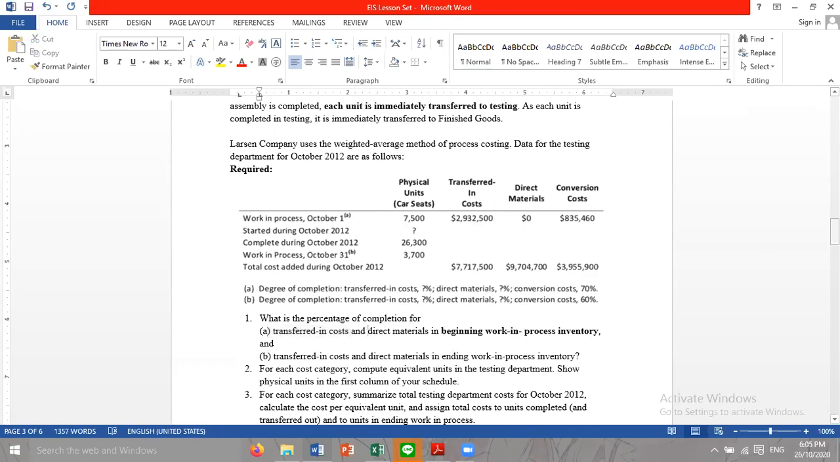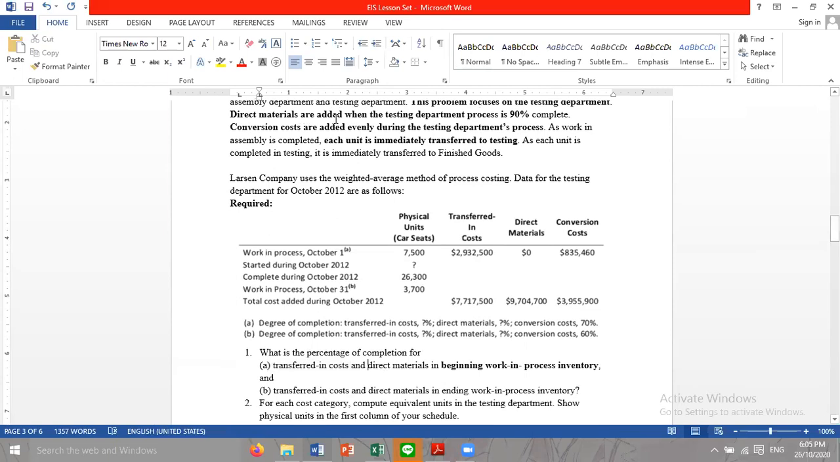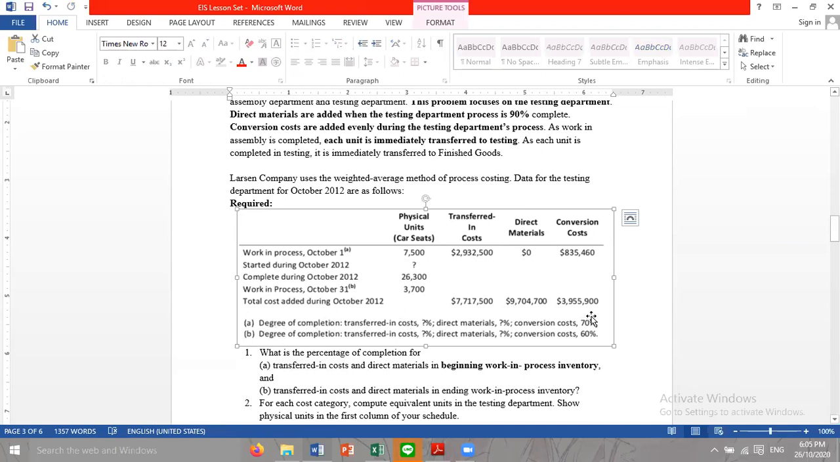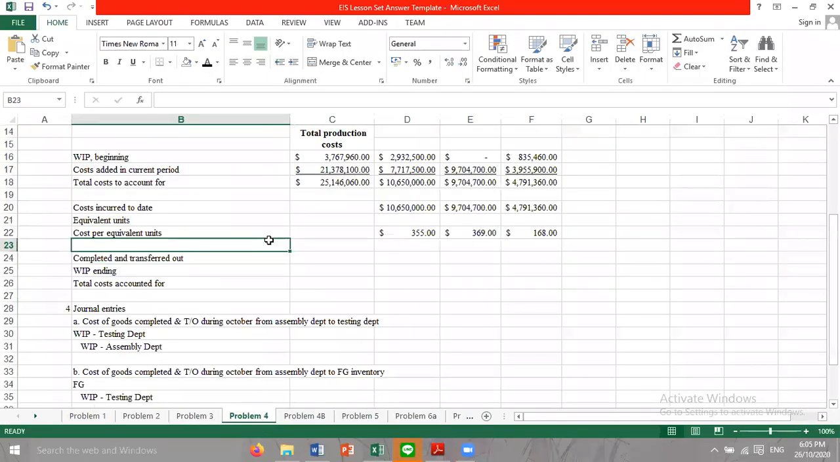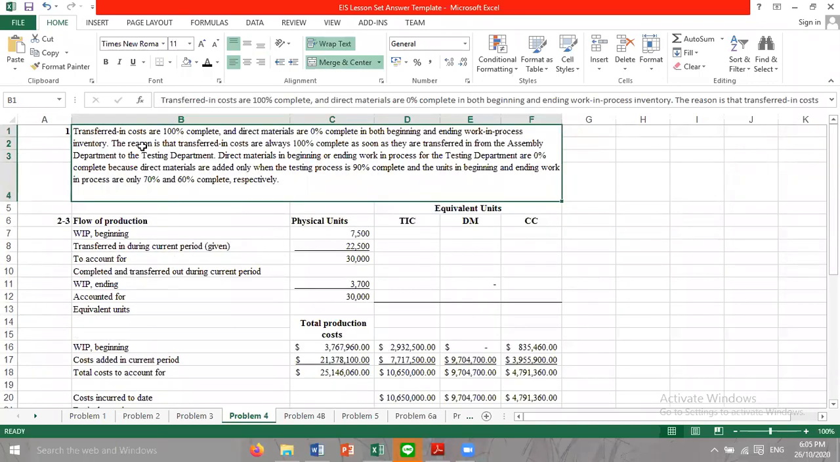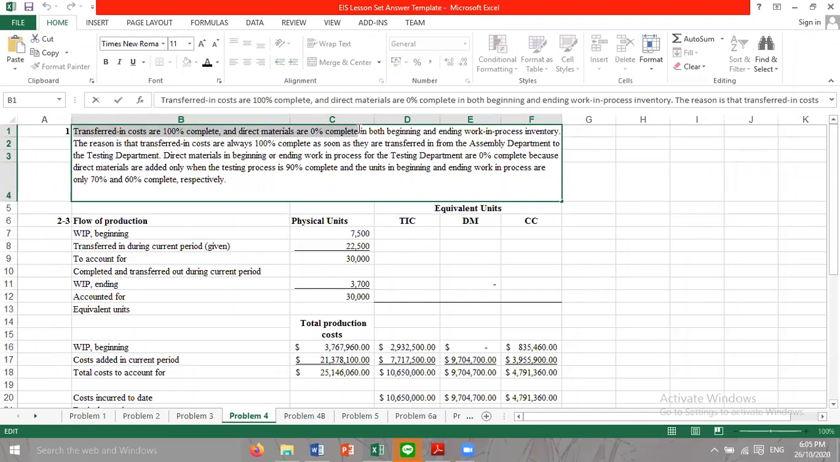But for direct materials, we can see that the direct materials are added when the testing department process is 90% complete. From the information given, the beginning work in process is only 70% complete. We'll use the conversion cost as a reference here. So beginning work in process is only 70% complete, and we know that direct materials have not been added at all. So the percentage of completion for direct materials in beginning work in process inventory is 0%. Transferred in costs are 100% complete, direct materials are 0% complete.